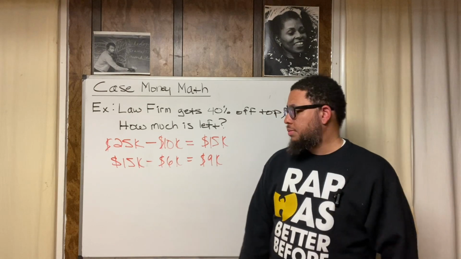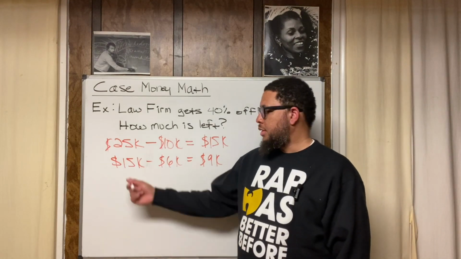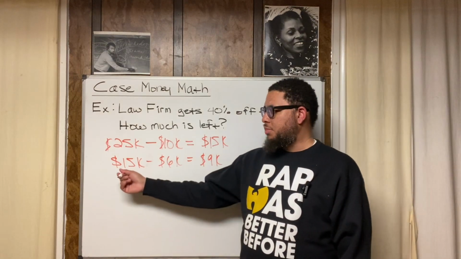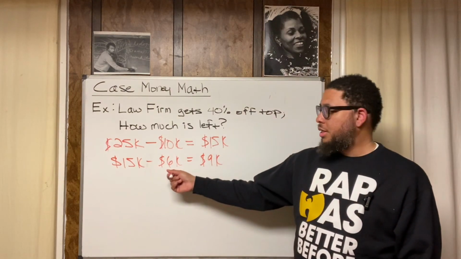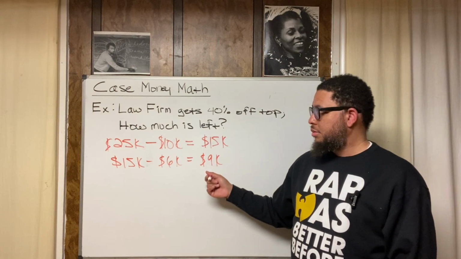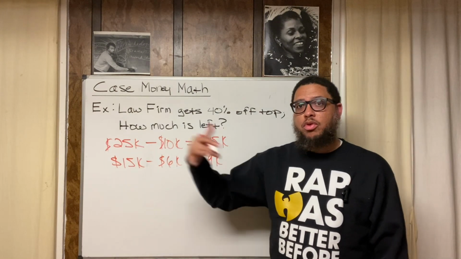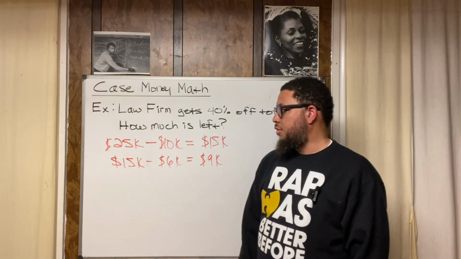You get 9,000. See? This is 100%. This is 40%. 100% minus 40% equals 60%. See how that works? So we could have just figured out what 60% was from the rip, right? That's another way to do it.